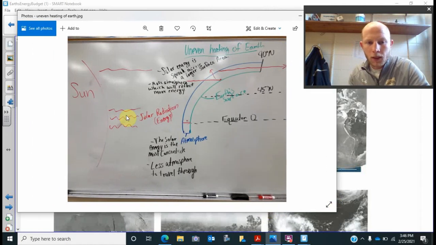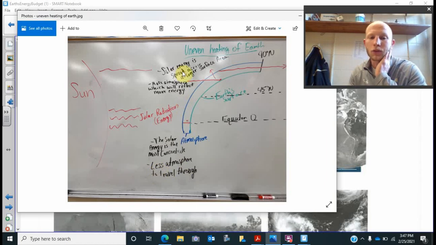But anyways, here's our picture of the sun, and we're getting solar radiation. This blue, between the blue and the green, is the atmosphere, and then the green line is the Earth's surface. And so we have the equator right here. So first, we see the solar energy is the most concentrated. It's hitting it directly. Less atmosphere to travel through. So here, it's going straight through the atmosphere.